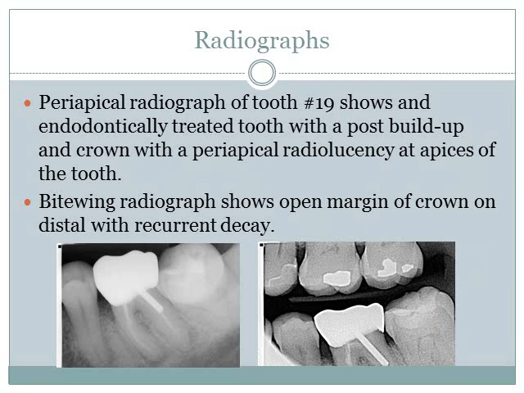The radiographs taken were bite wing and PA. The periapical radiograph of tooth number 19 shows endodontically treated tooth with a post buildup in crown, and there was a periapical radiolucency at the apice of the roots, as you can see in this periapical image. The bite wing radiograph shows an open margin on the crown, on the distal, with recurrent decay, as seen here below.